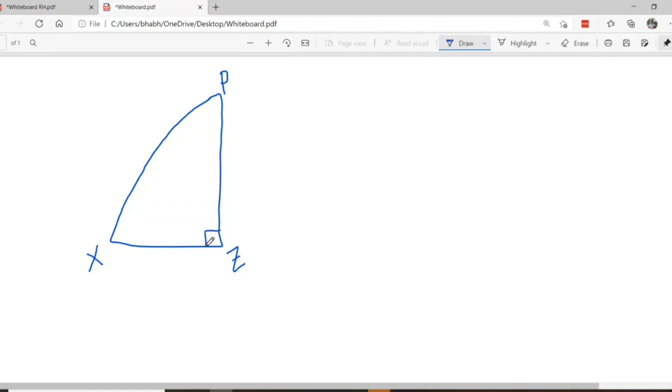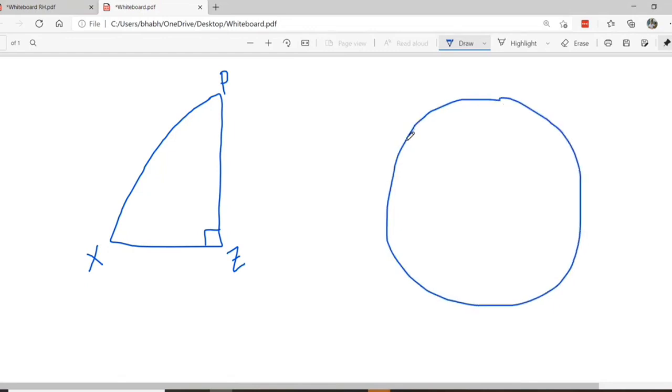Okay, let me draw a triangle here now. So we can draw the same triangle here. Let's call it PZX. And let's say this angle Z is a 90-degree angle. अब हमने इस ट्राइंगल पे नेपियर रूल अप्लाई करना है. So what we saw was we make a circular diagram.